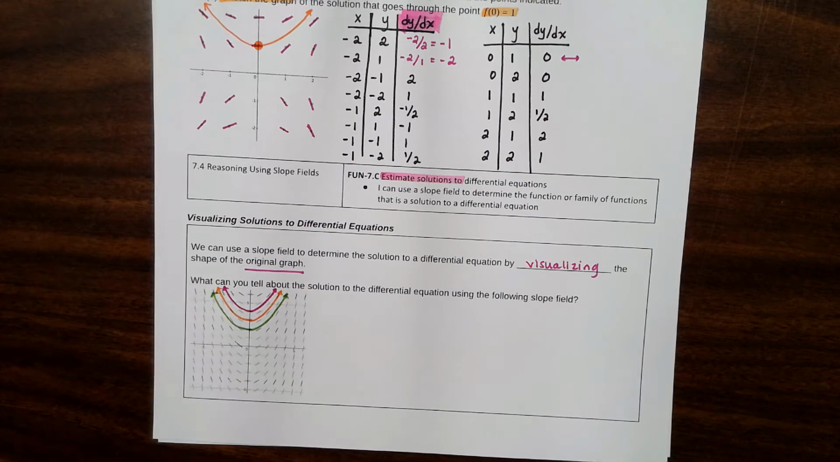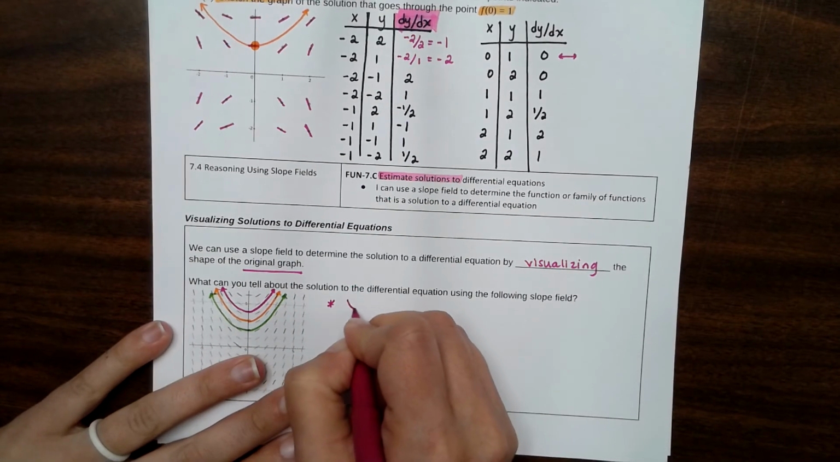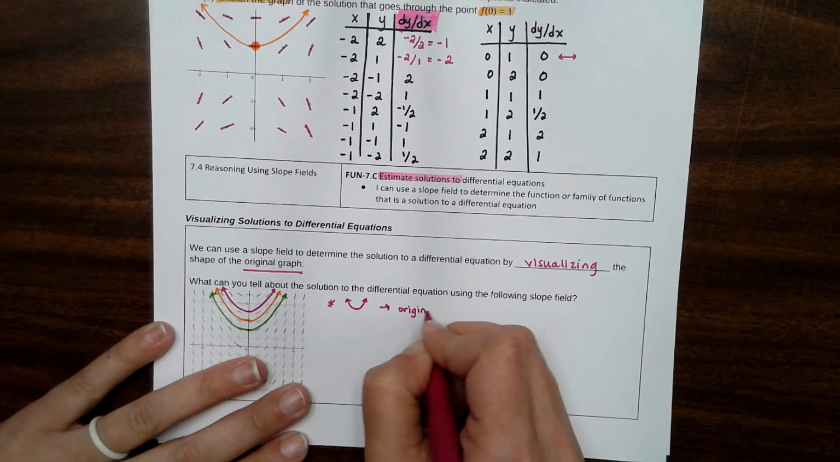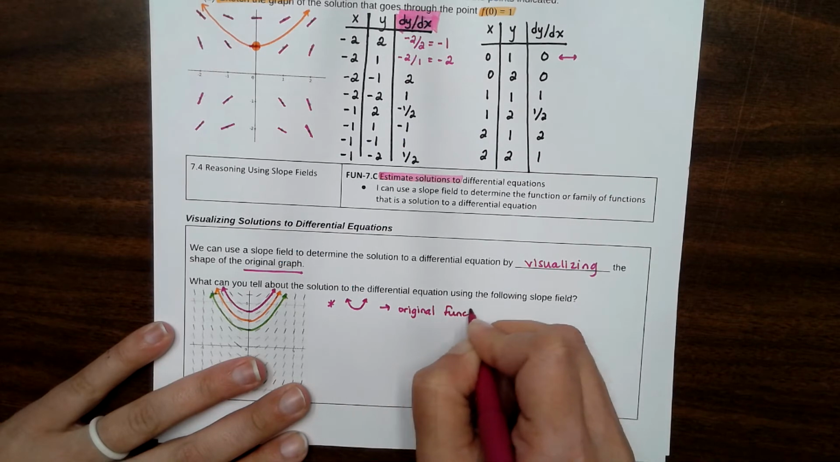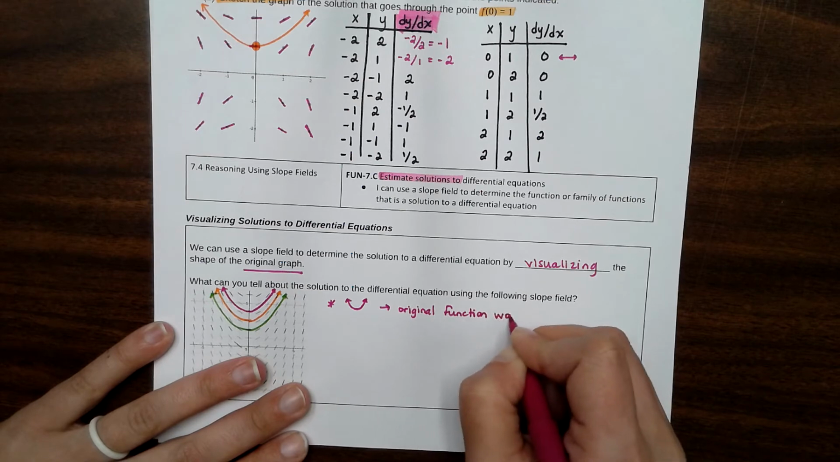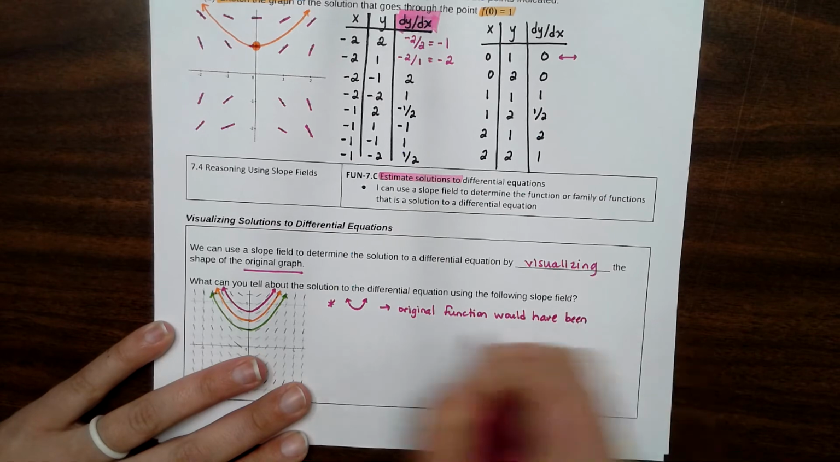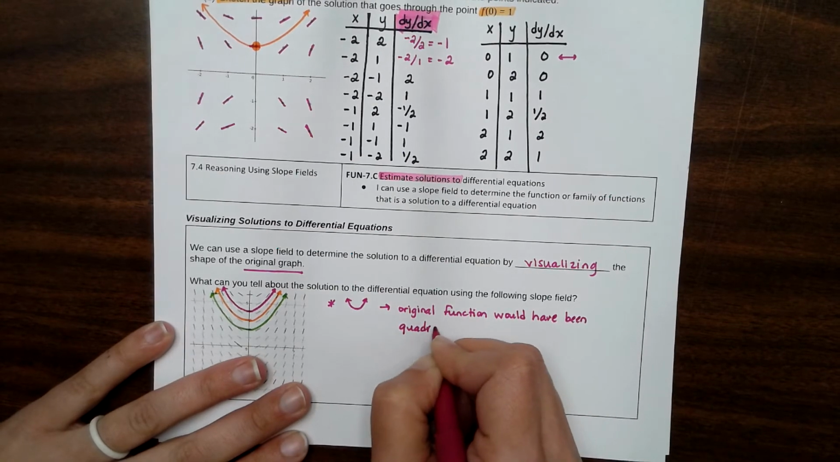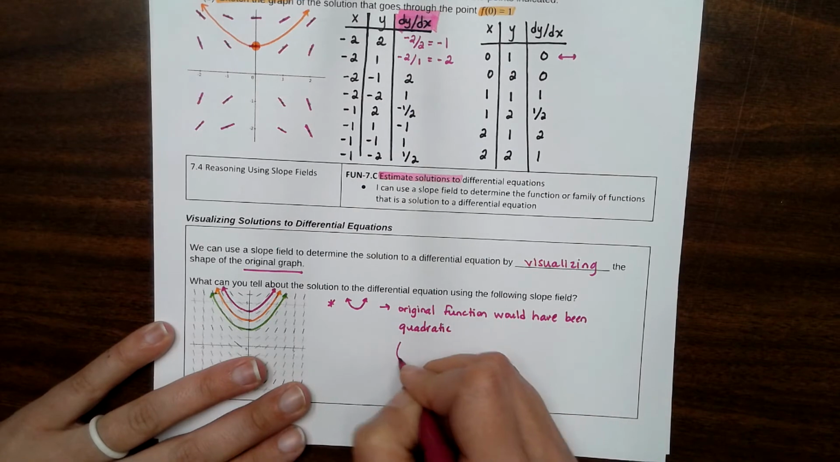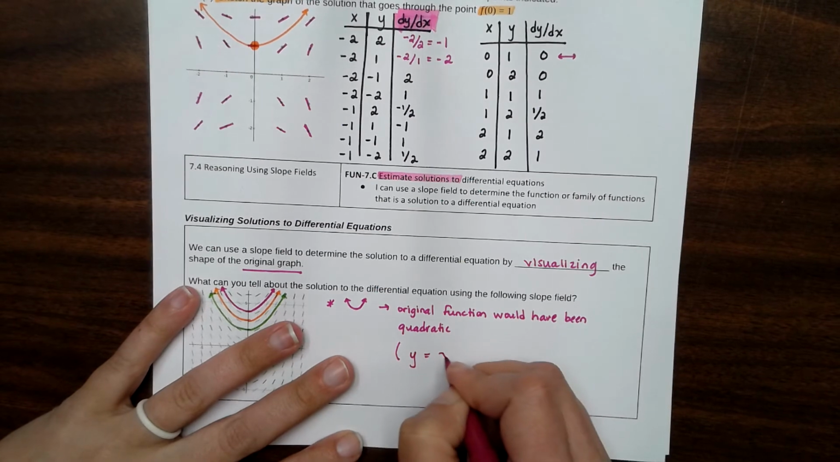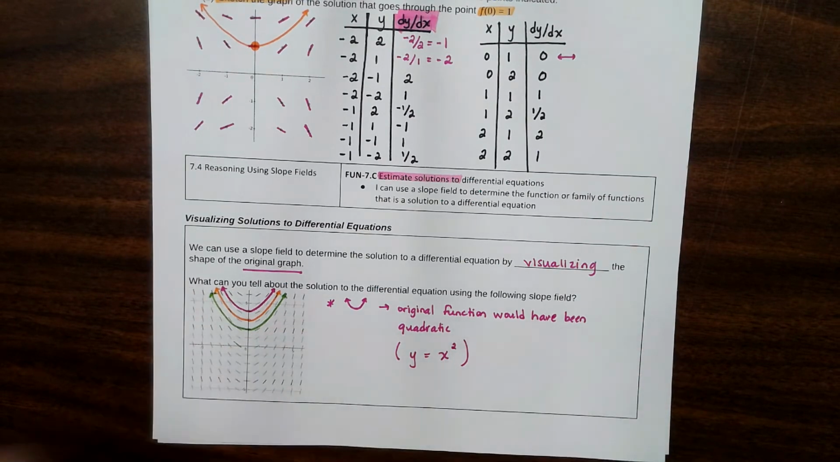That shape like a U gives me a clue about the original function. Since the graph is shaped like a parabola, it tells me the original function would have been quadratic. What that means is if I was trying to figure out what solution I'm looking for, it's going to be something that has an x squared in it, because that's what would give me the shape of a parabola.